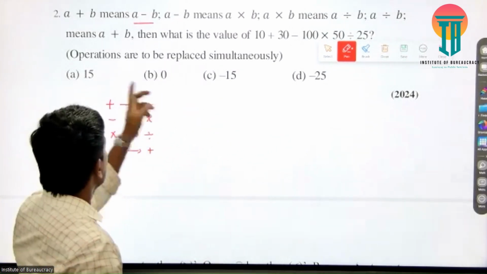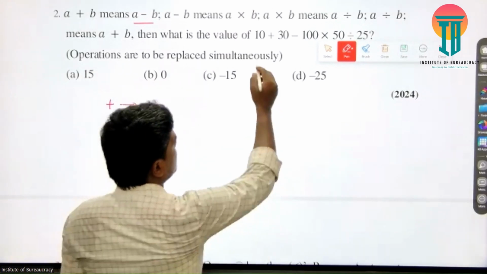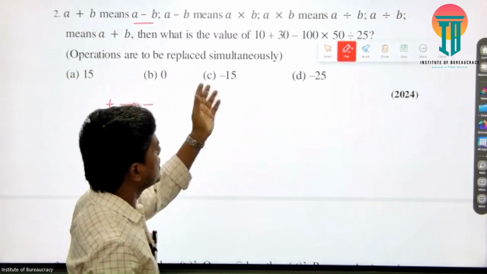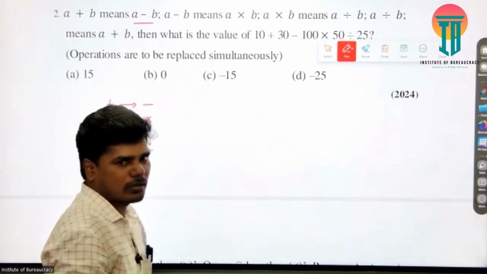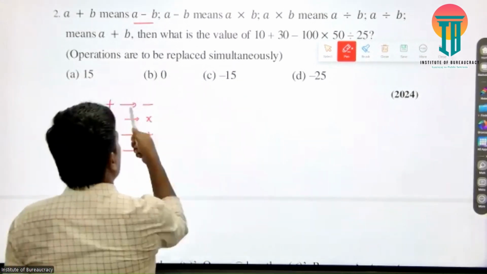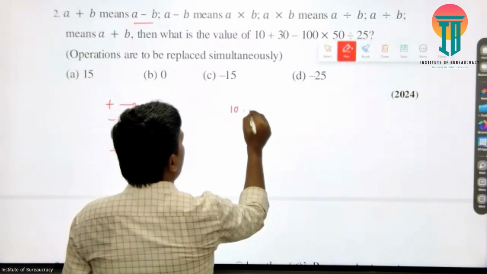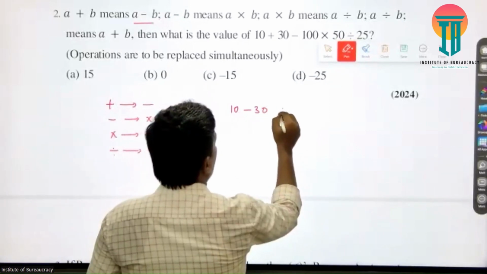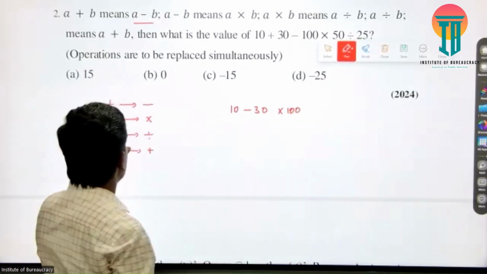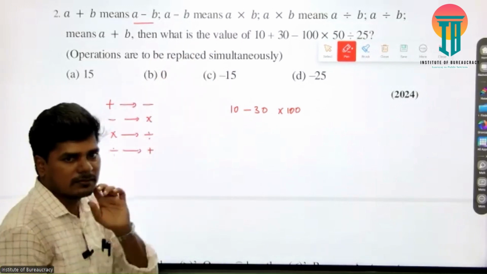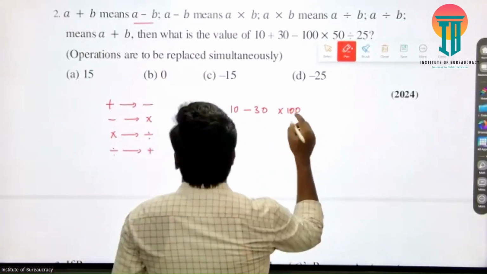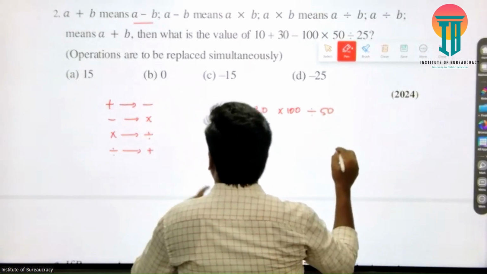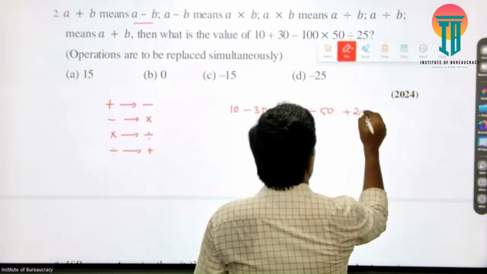A divided by b means a plus b. Then what is the value of this expression? Operations are to be replaced simultaneously. அதுவும் அவங்களே கொடுத்துட்டாங்க. Operations are replace பண்ணணும். அவ்வளவுதான். சரியா? பிளஸ்னா என்னன்னு replace பண்ணணும்? Minus. அப்போ 10 minus 30. Then minus என்னன்னு replace பண்ணணும்? Multiplication. கரெக்டா? Minus means multiplication. அடுத்து multiplication means division 50. Division means addition plus 25.